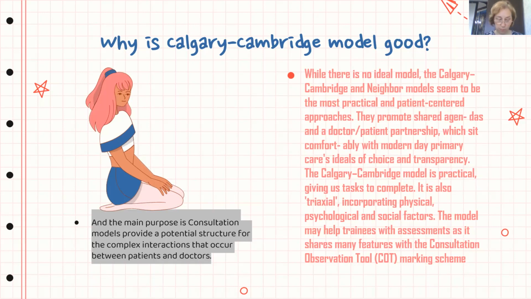The main purpose is that the consultation model provides potential structure for the complex interaction that occurs between patient and doctor. So we can say that while no perfect model exists, the Calgary-Cambridge model appears to be the most practical and patient-centered, promoting shared decisions and doctor-patient collaboration, which aligns well with today's primary care concept of choice and transparency. It is also structural, meaning it takes into account physical, psychological, and social elements, because it has many elements in common with the consultation observation tool.